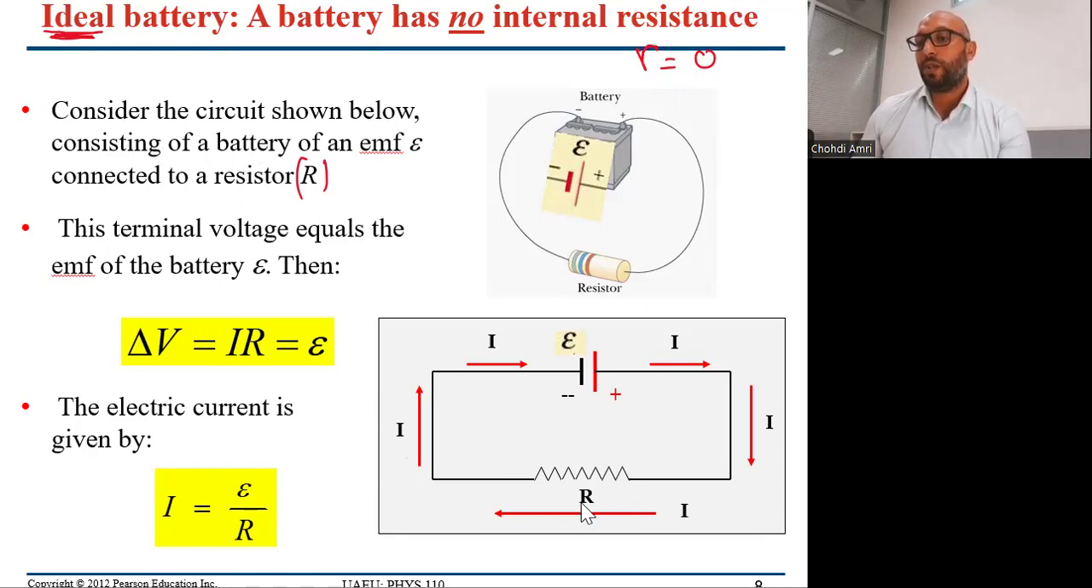In this case, what is the potential difference across the resistor? The potential difference across the resistor is given by Ohm's law, Ri. Since the resistor is connected in parallel to the electromotive force source, the battery, we can say that epsilon equals Ri. So what is the current in this circuit? The current is epsilon over R. And we are done with the first part. Good. Let's continue.